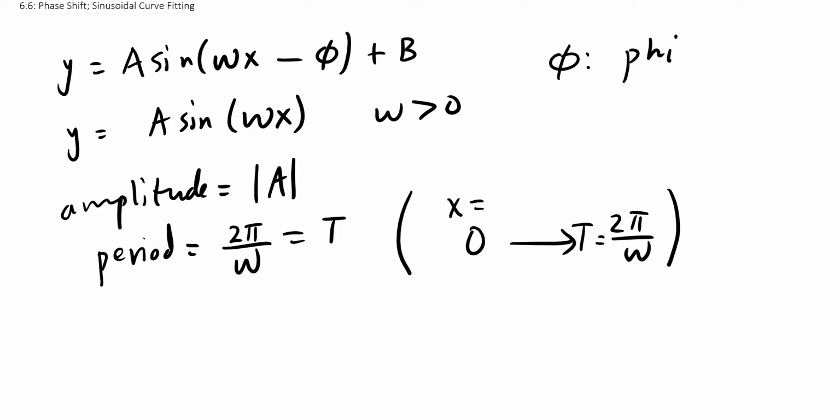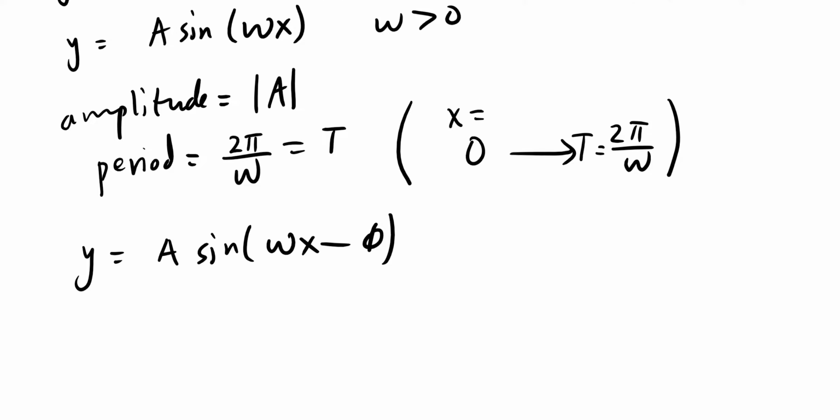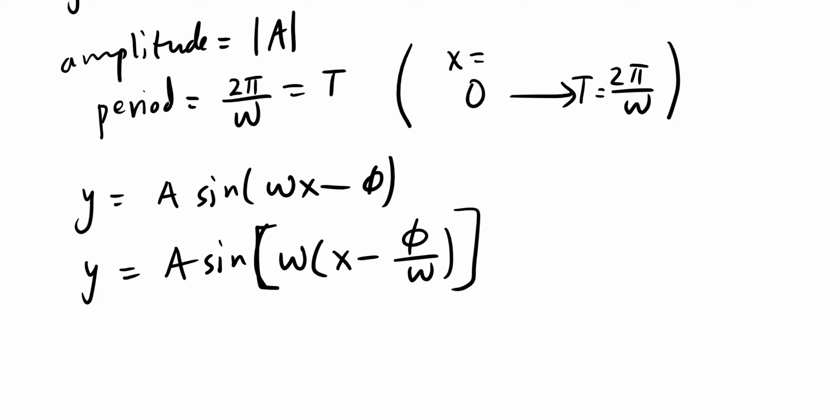Then what I'm going to do with the one I started with, a sine omega x minus phi, we can rewrite this as a sine. Watch what I'm going to do. I'm going to factor omega out. That gives us x minus phi over omega. I hope you can see what I did. If you distribute the omega back in, you're going to get omega x minus phi. That will give you the line right above it. So that's a factoring thing.